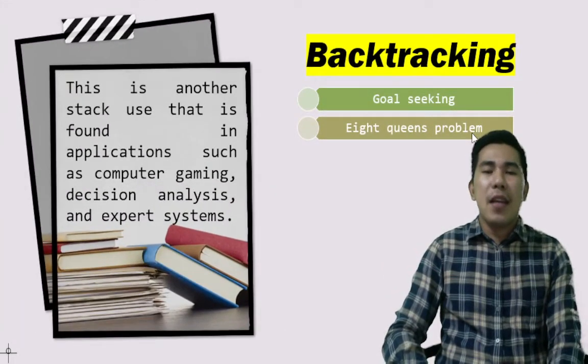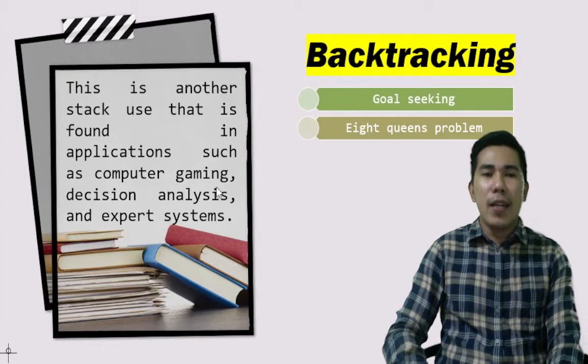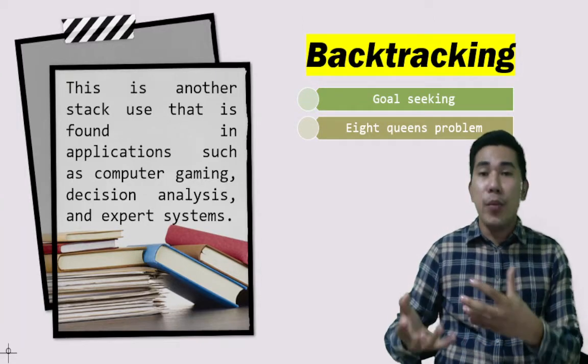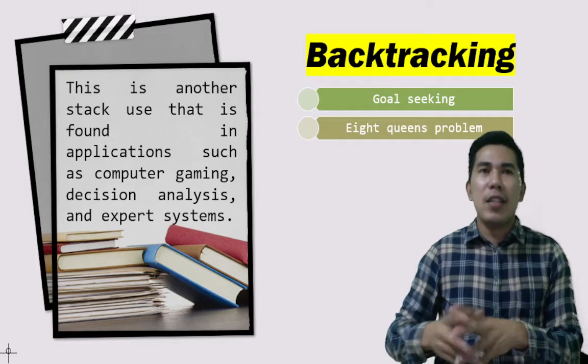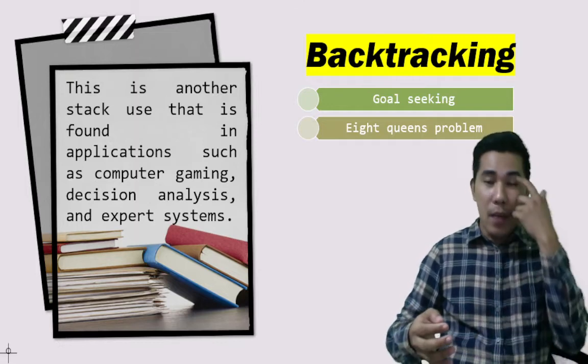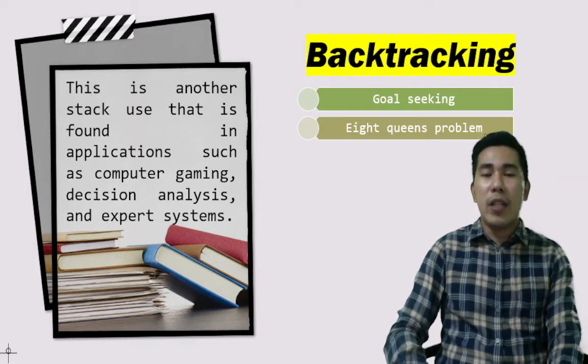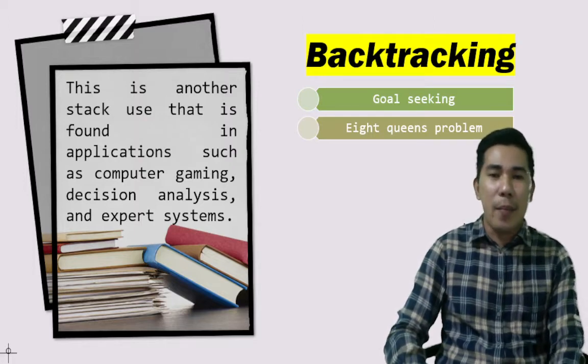Okay, next is backtracking. So this backtracking is actually applied in computer gaming, decision analysis, and expert systems. Particularly the goal seeking and eight queens problem. And we are also going to discuss this in our succeeding topics.